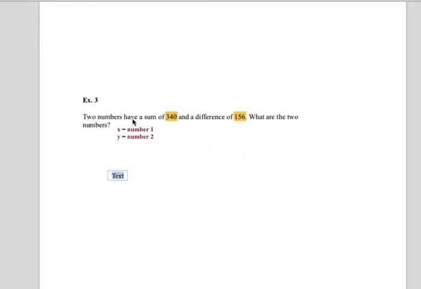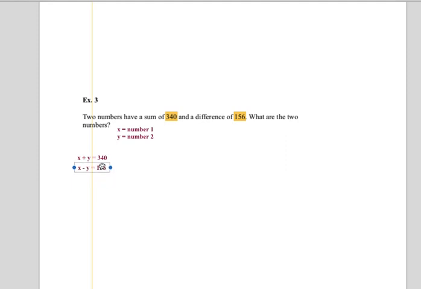So two numbers have a sum of 340. So these two numbers, x and y, added together equal 340. That's our first equation. And remember, the difference means minus. So when x and y are minused, they equal 156.